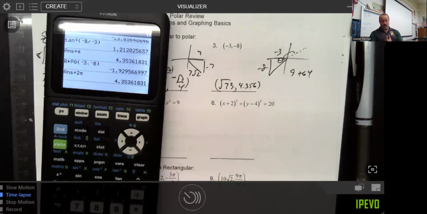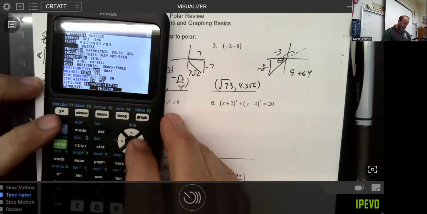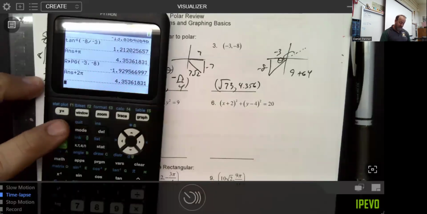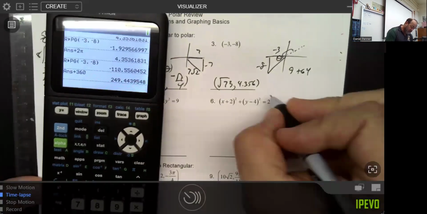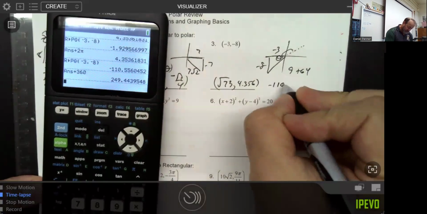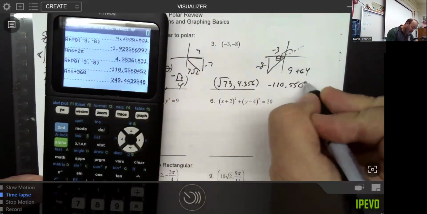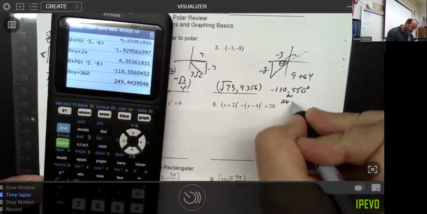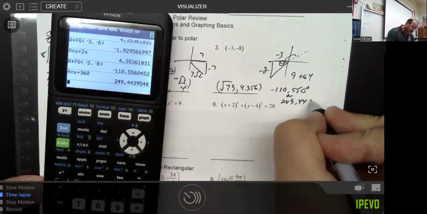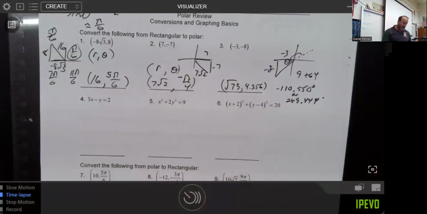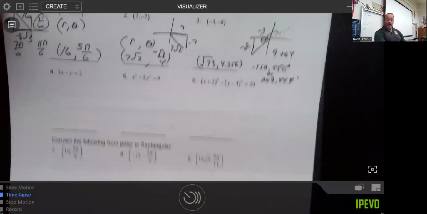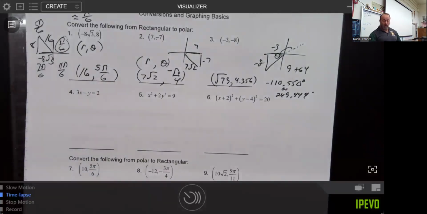Now, if you chose to do this in degrees, that's not an issue. I don't mind answering this in degrees as well. If I went back and did r, theta, I'd have negative 110 degrees, or again, adding 360, you could either call this 110.556 degrees, or you could call it 249.444 degrees. Cool. And that's good too, if you wanted to go that way. Now, that's what happens if you're dealing with coordinates.